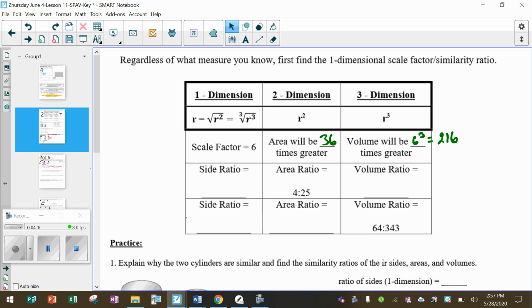The second one here, we're starting with the area ratio. Now, this is a two-dimensional ratio, and I said at the end of the previous slide, we always have to get to the one-dimensional ratio from wherever we're starting from.